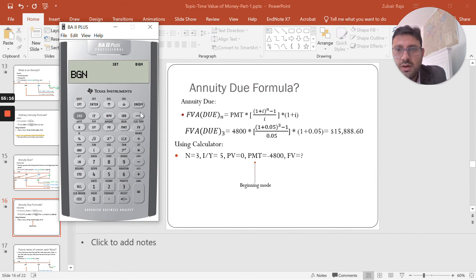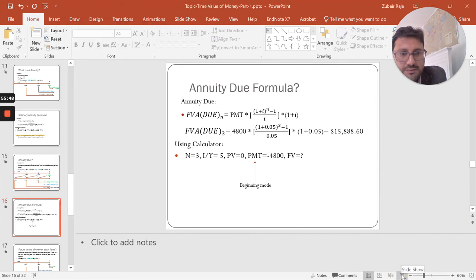Right now, once it is changed, I turn it off and on again. Second, just double checking it now. Yes, second and payment is set to the beginning. So now if I go into the N, my 3 is N over here. What is my interest? Interest was 5%, same. What is my present value? There is no present value. Again, some student might get confused over here.